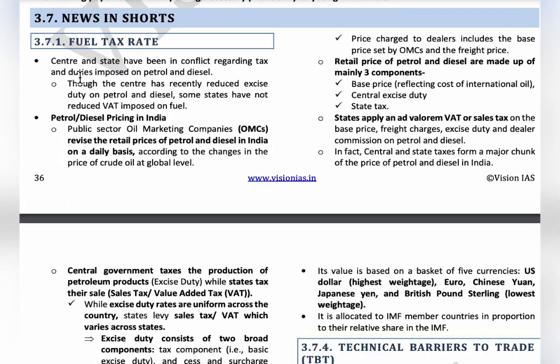The next topic is fuel tax rate. So for petroleum and diesel, the center imposes central excise duty and state imposes state tax. On production of petroleum products, the center imposes excise duty and states impose a state levy, sales tax or VAT, which varies from one state to another.